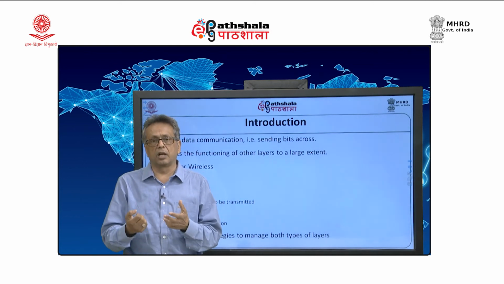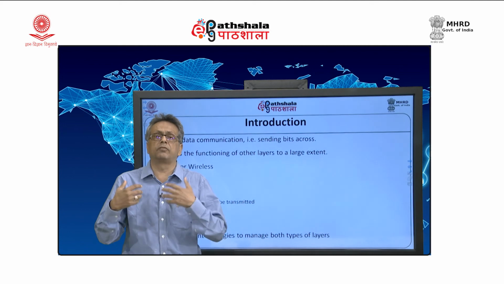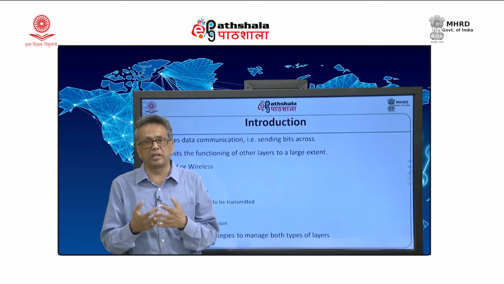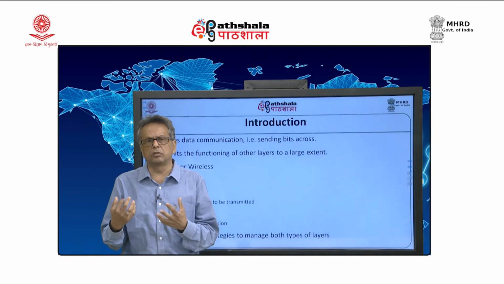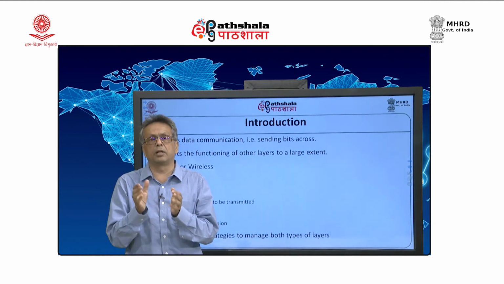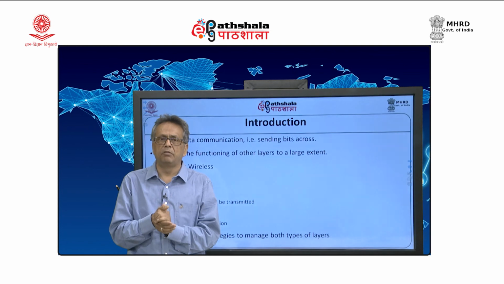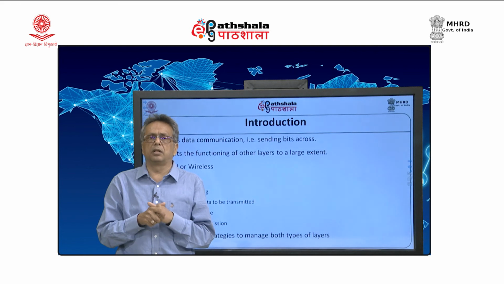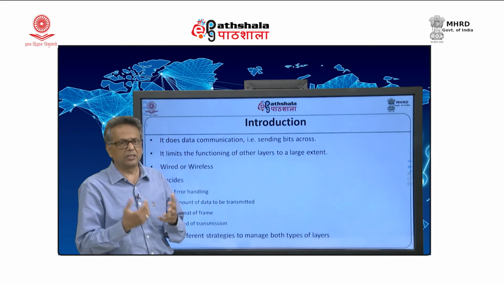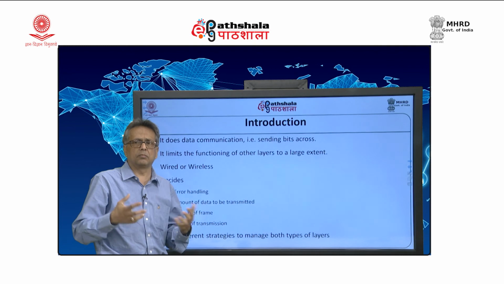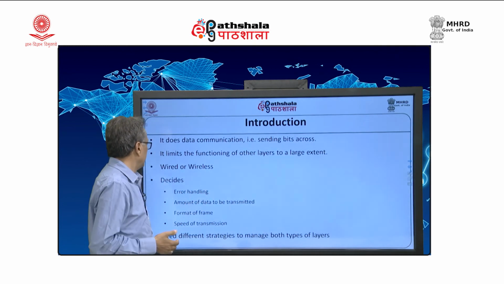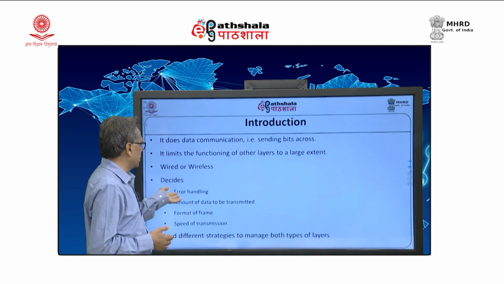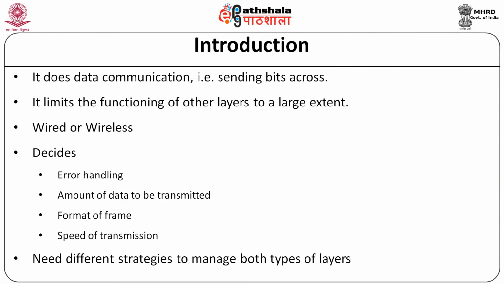In a wireless physical layer, the problem is that there is a lot of noise in the air, and it causes so many errors that it is always better to keep a shorter frame. When you keep a shorter frame, it affects your data link layer and it affects the other layers as well. So, the point is the physical layer drives many things of other layers. It decides a lot of things: error handling, the amount of data to be transmitted, and, you may be surprised, even the format of a frame that the upper layer requires.